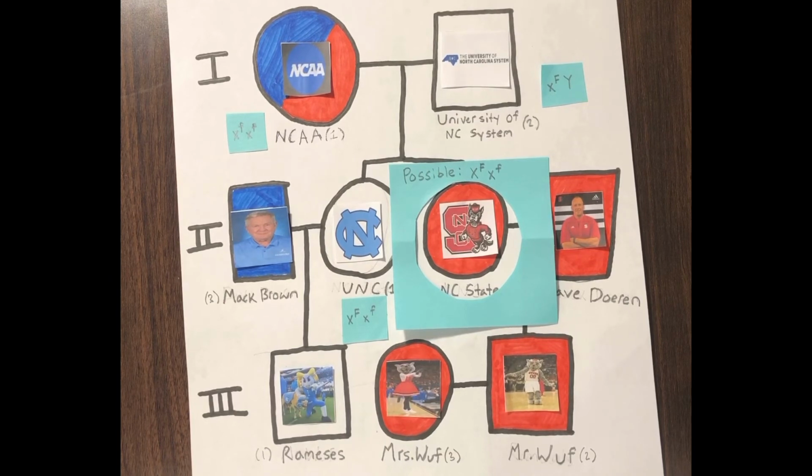So we can see that for UNC, it's possible. You can get the dominant X allele from their father, which is the University of North Carolina system, and the recessive X allele from the mother, so that's the NCAA. So it wouldn't show the trait. However, NC State does show the trait, so they need 2 recessive X alleles. However, the one they get from their father, and the only one they can get, is the dominant allele. So this makes this pedigree not possible.